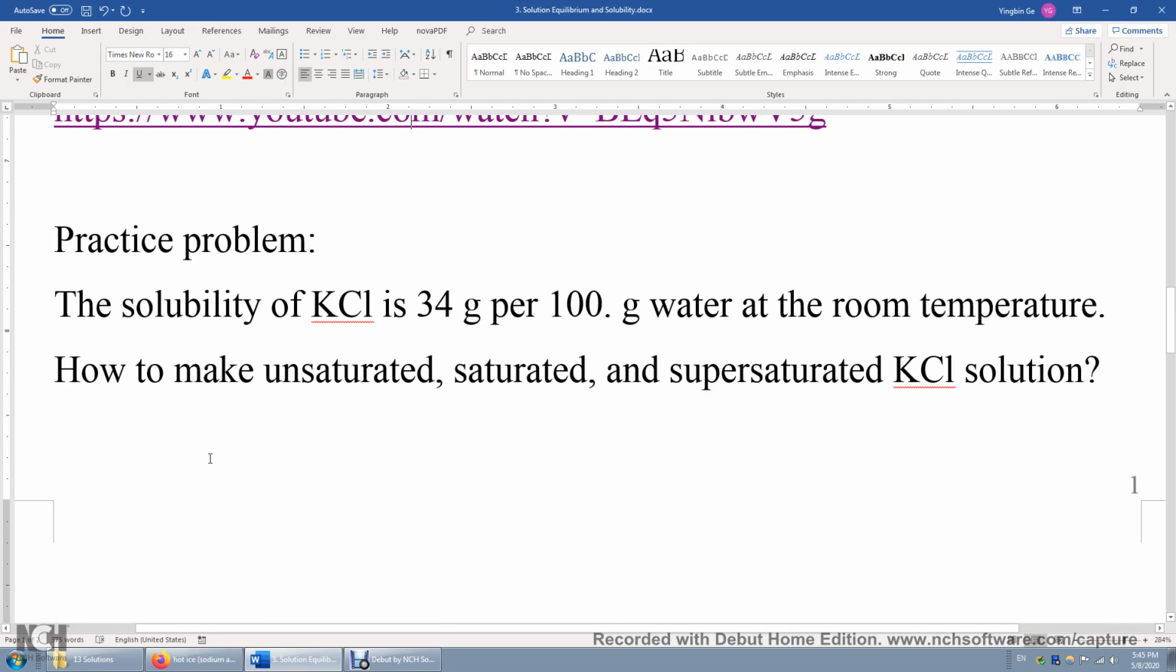Now let's work on some practice problems. First, the solubility of potassium chloride is 34 grams per 100 grams of water at room temperature. And how do we make unsaturated, saturated, and supersaturated potassium chloride solution? Well, it's pretty simple. Unsaturated. As long as we dissolve less than 34 grams of potassium chloride in this 100 grams of water, it's unsaturated. And also, if we have only 1 gram of water, just dissolve less than 0.34 grams of potassium chloride. What if we have 1,000 grams of water? We just dissolve less than 340 grams of potassium chloride, right?